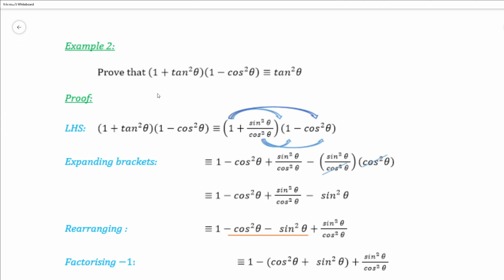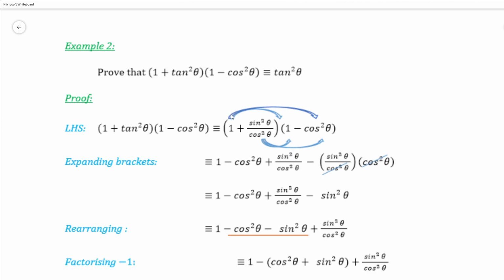Example 2. Prove that (1 + tan² θ)(1 − cos² θ) is identical to tan² θ. So this proof is a little bit longer than the first one, but also simple. So I'm starting off with the left hand side of the identity. The first thing I'm going to do is to expand the brackets.